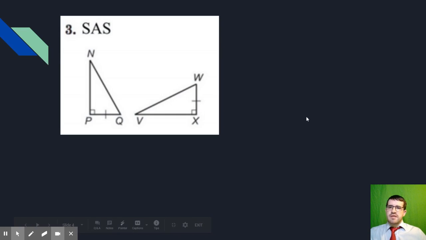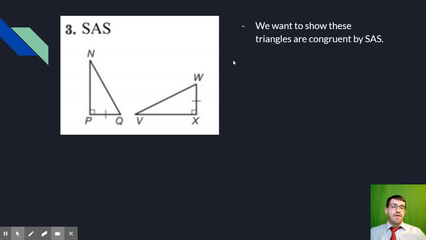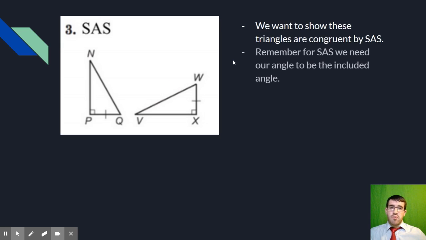Now for problem 3, we're given these 2 triangles over here, triangle NPQ and triangle VXW, and we want to prove them congruent by side angle side. Very similar to the last problem, we want to make sure that our angle is the included angle. Otherwise, we're either going to have a different congruence or we're not going to be able to prove them congruent at all because we may have SSA.